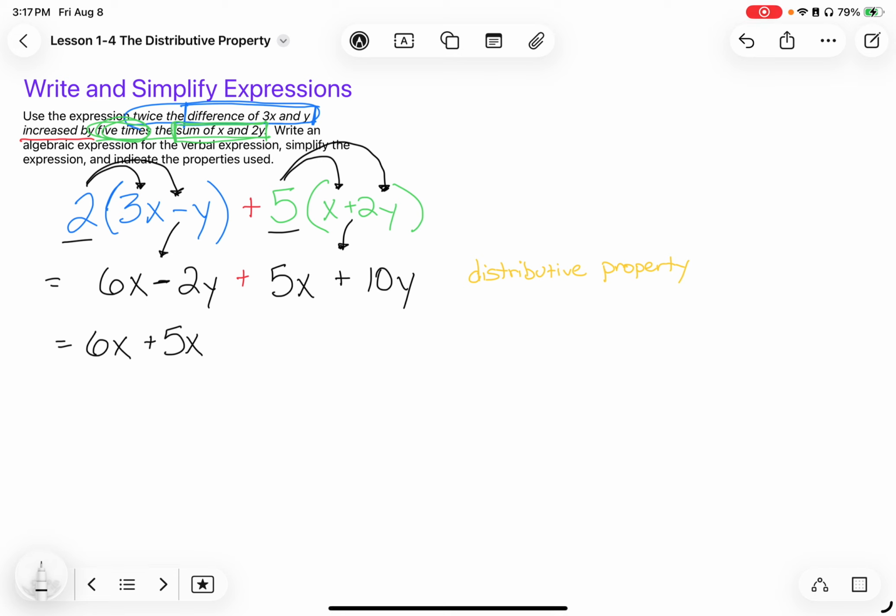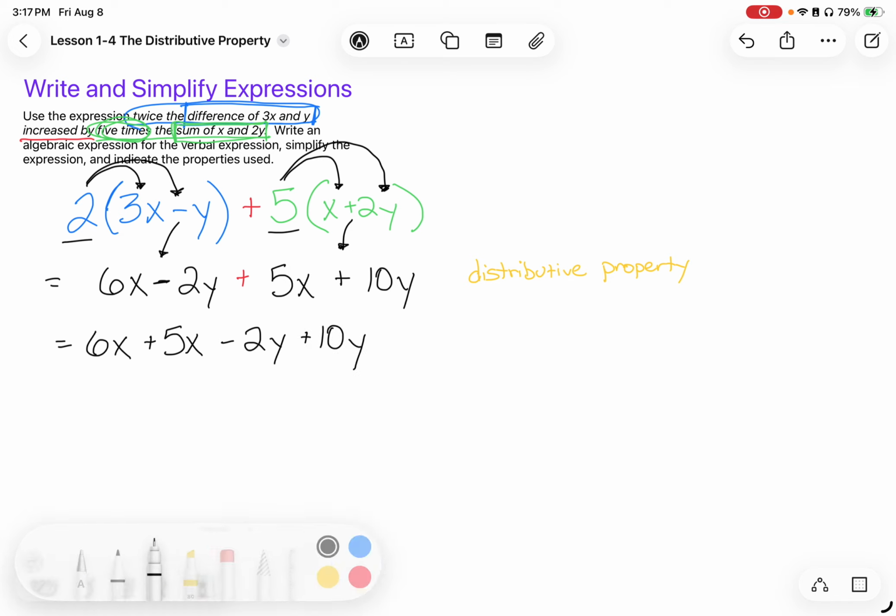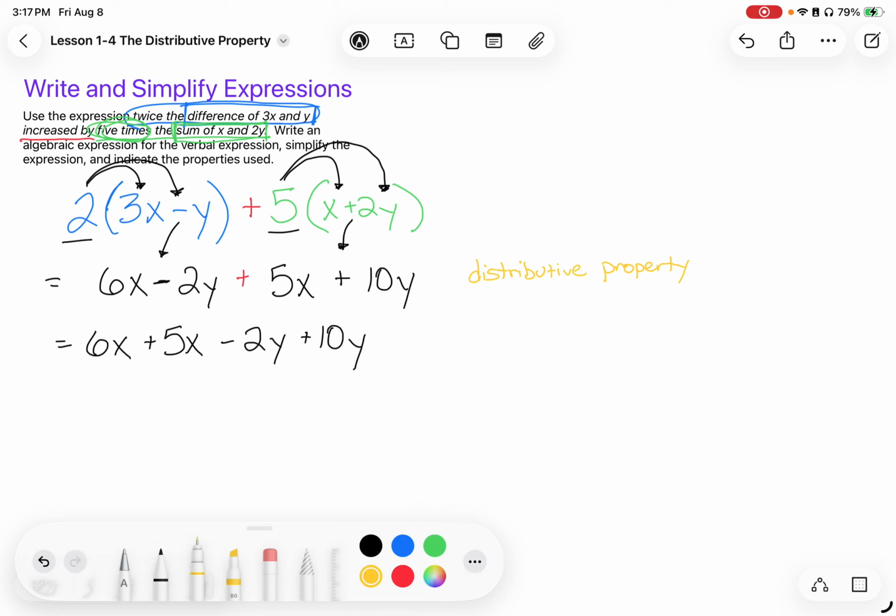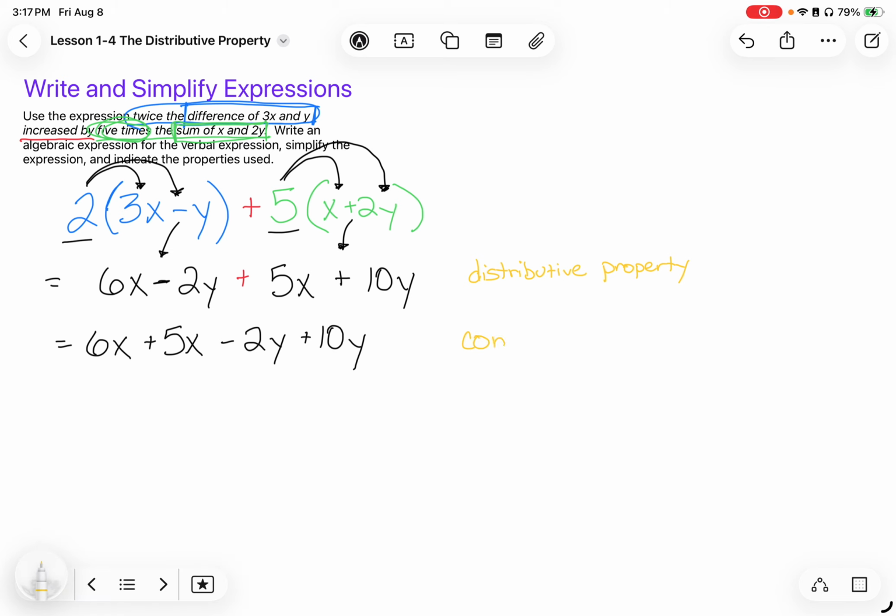Okay, then I don't have any more x's in the problem, so let's move on to the y's. I've got minus 2y, and then after that, I'm going to put the plus 10y. So I've got the y's right next to each other and the x's right next to each other. And the property that allows me to do that, that allows me to move terms around so they're next to each other, is called the commutative property. The commutative property says I can move those things around. Okay. Now what can we do?